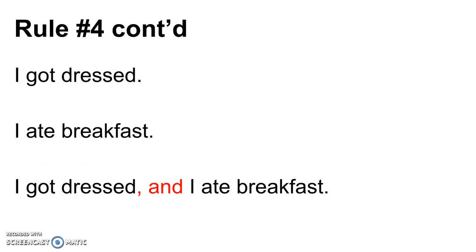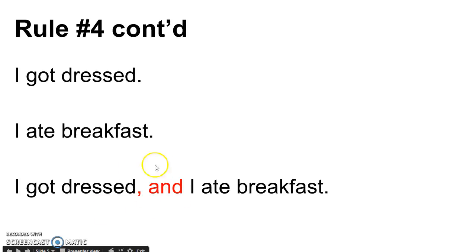So let's take, for example, the sentences, I got dressed. I ate breakfast. In theory, those are two sentences that are correct. There's nothing wrong with them, but they're pretty much like second grade sentences. How can we make it into a sixth grade sentence? We can combine it: I got dressed, comma, adding what's called a coordinating conjunction, I ate breakfast. The second half of the sentence does not start with a capital letter, except in this case, because it's I, it does start with a capital letter.